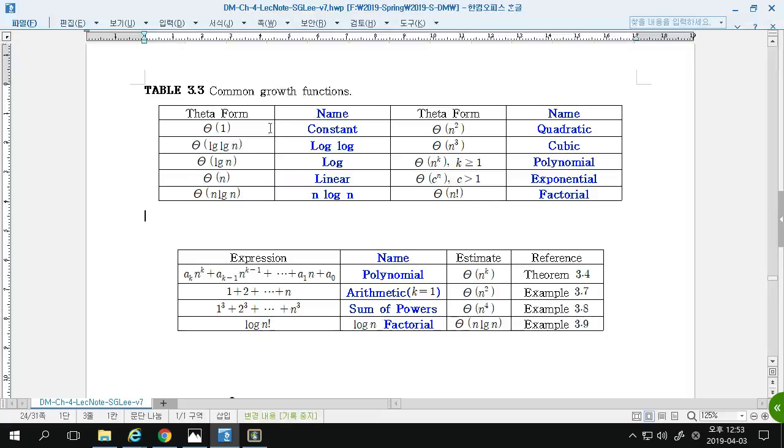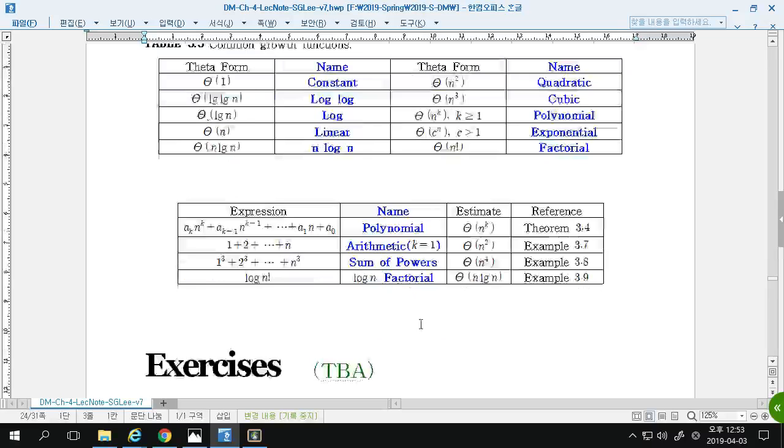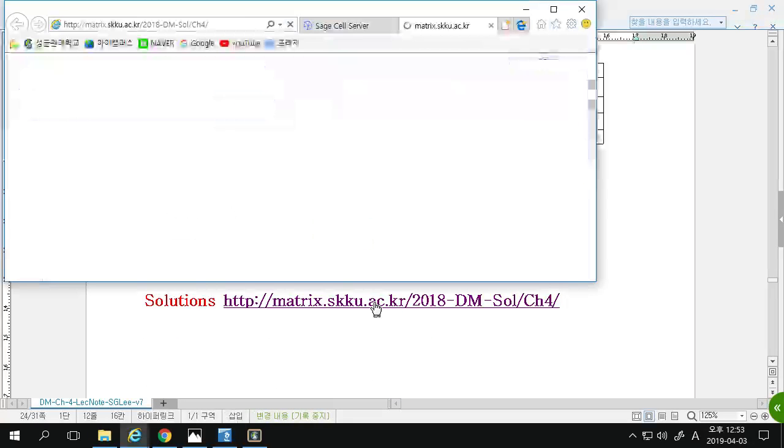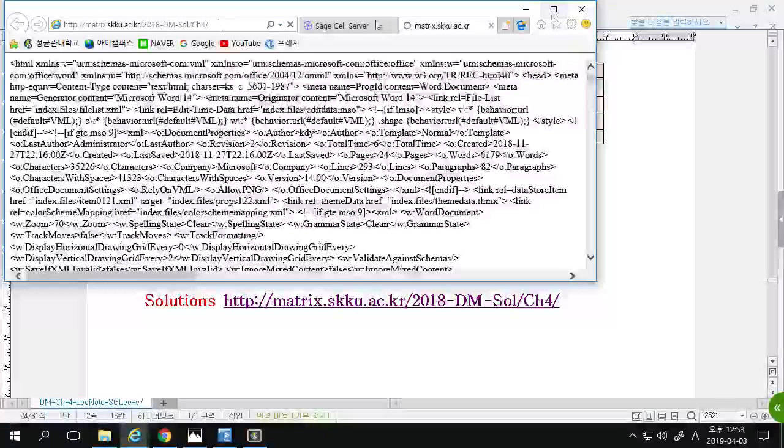So you consider these types of functions to deal with the problems in here. Okay.